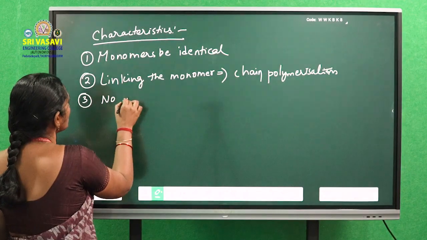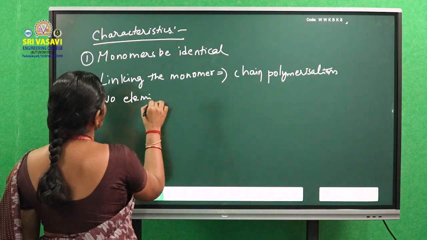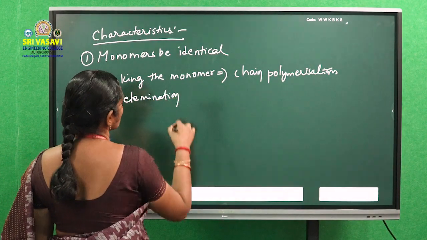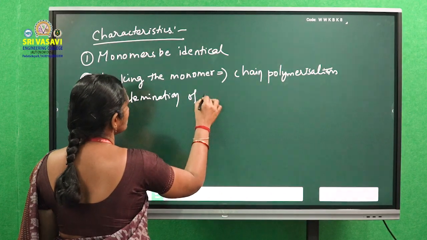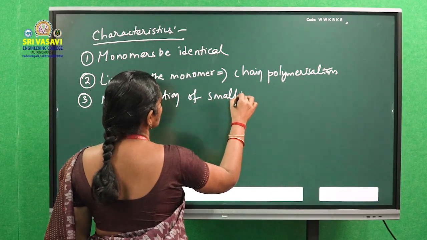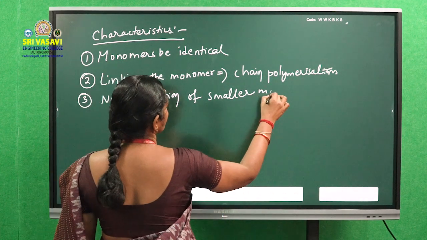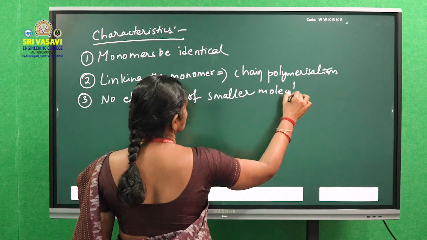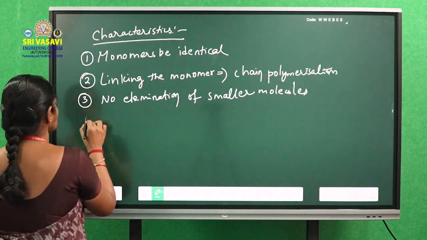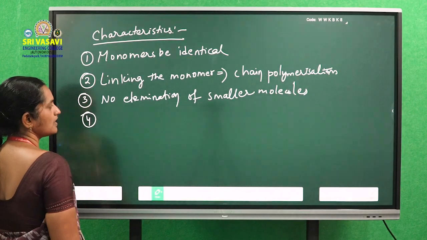Next, the third one: there is no elimination of smaller molecules. So we don't have any HCl, H2O, etc. as byproducts.